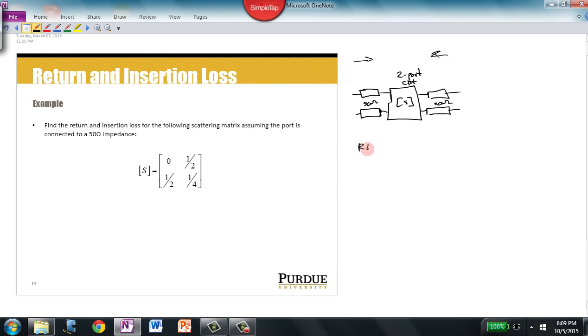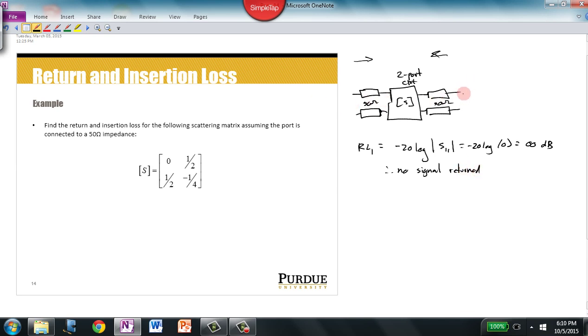So return loss 1, that's going to be equal to how much reflection occurs if this is the sending port. And that's going to be minus 20 times the log of the absolute value of the reflection coefficient at the input, which is the S11 parameter. And so that's going to be minus 20 log of 0. And so that gives us a return loss of infinity. No signal is returned. So that's good. In that direction, no signal is reflected.